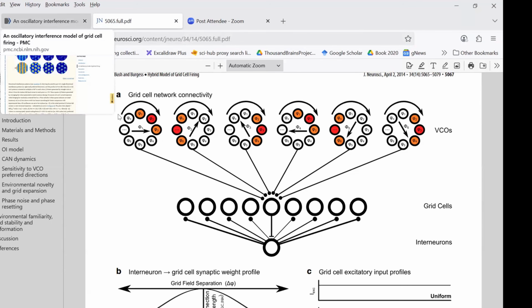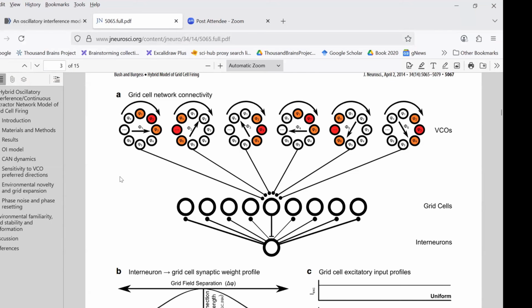What exactly is the background frequency? It's called the beta frequency or something like that. I always forget which one it is. I think it's beta.